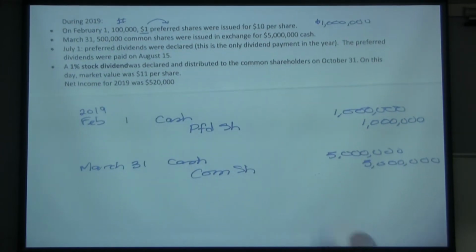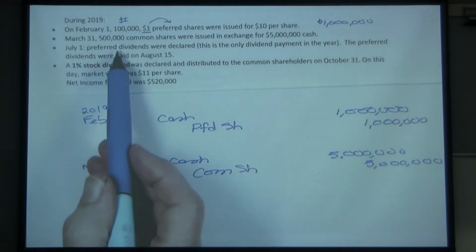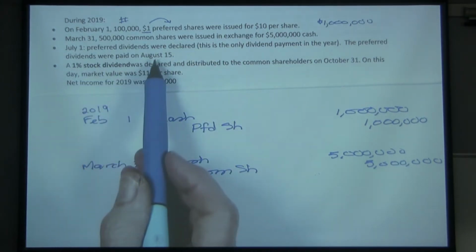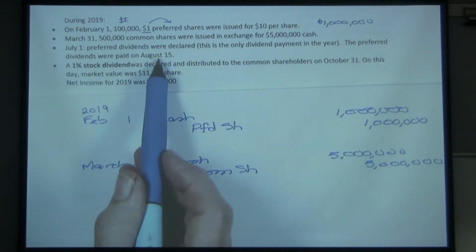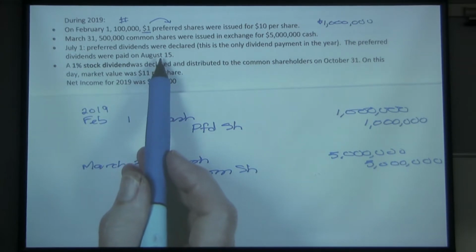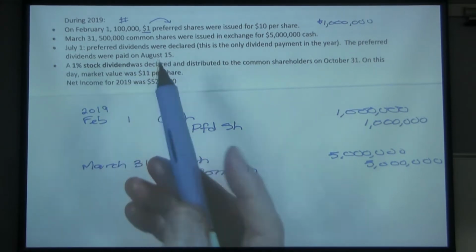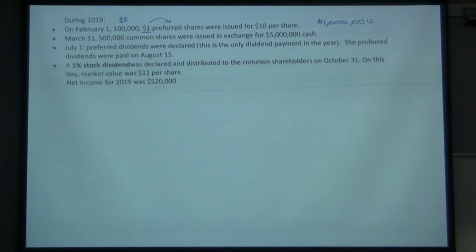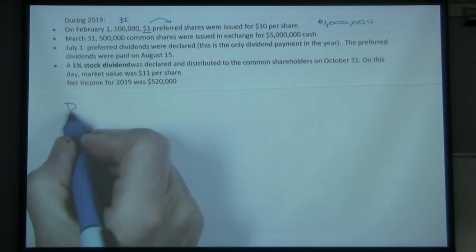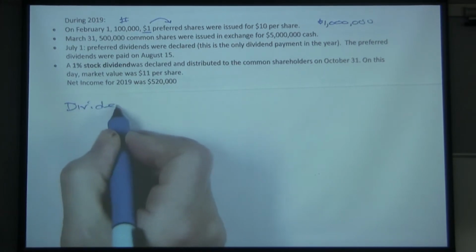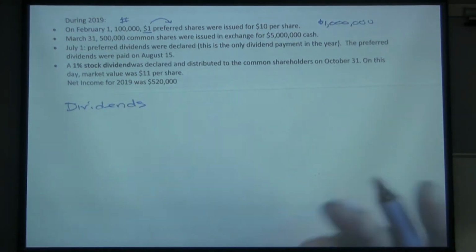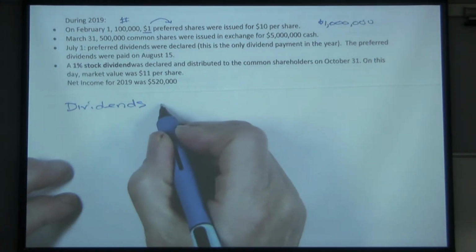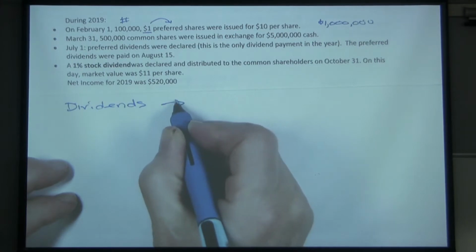Okay, so the next event was preferred share dividends were declared, and then they were paid about a month and a half later. Before I show you the journal entry for this, I just want to talk about how dividends work. It's not quite as simple as saying, okay, we're going to pay a dividend and we pay it. There are actually 3 dates associated with dividends.